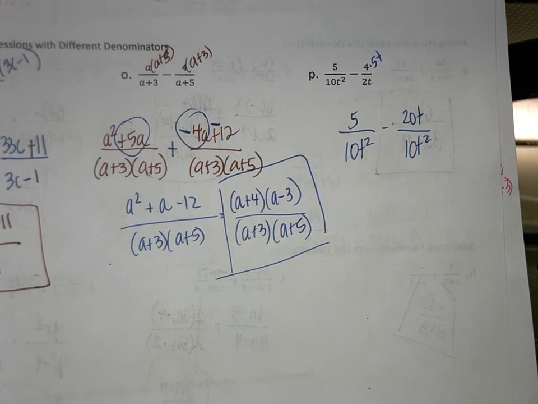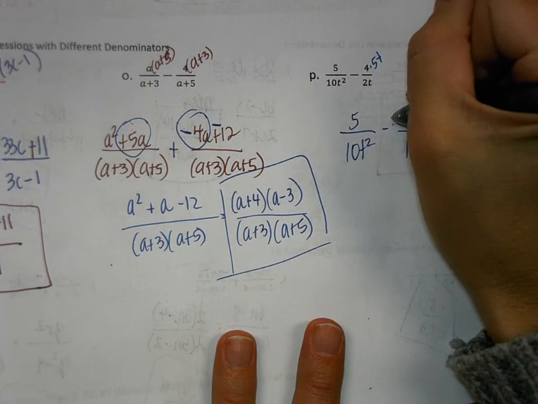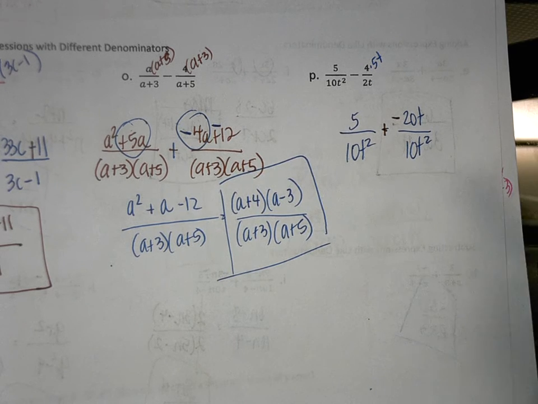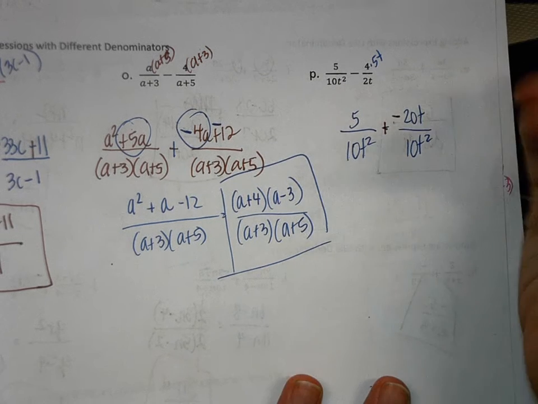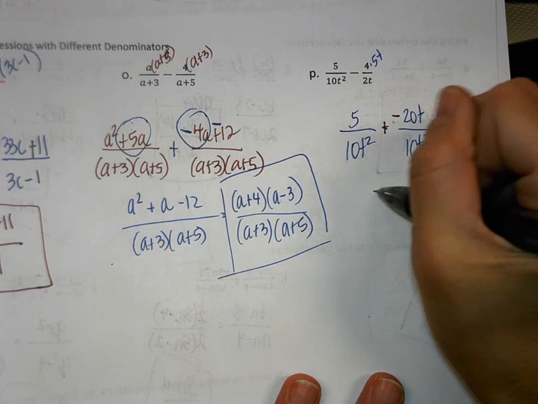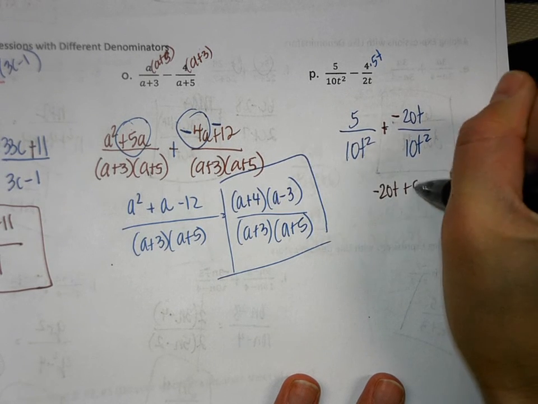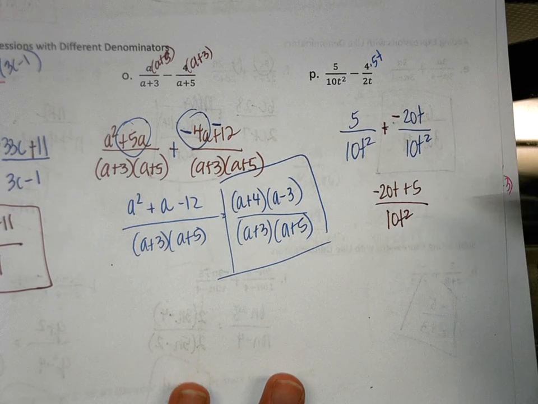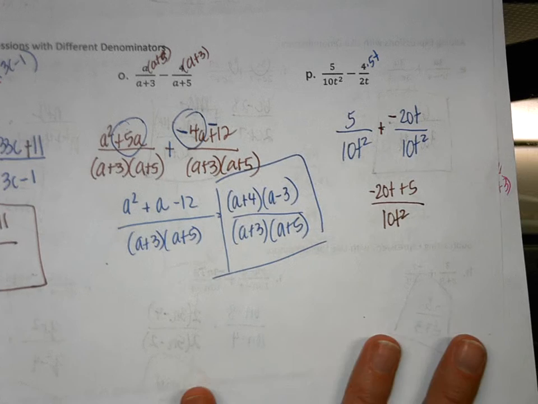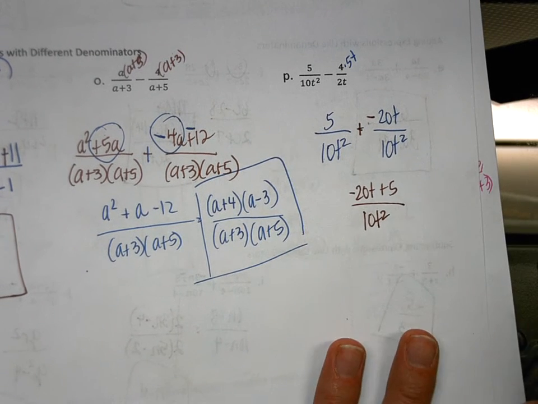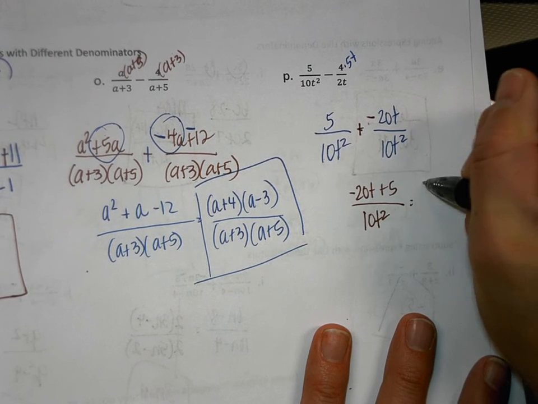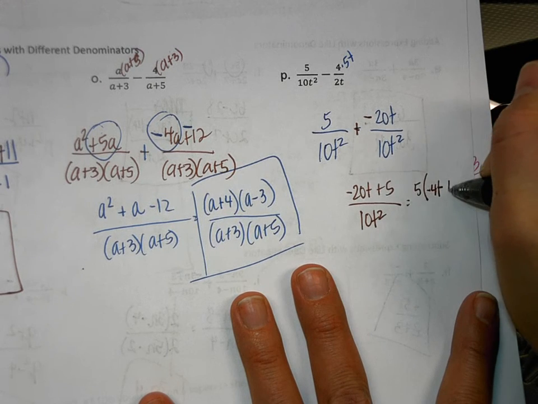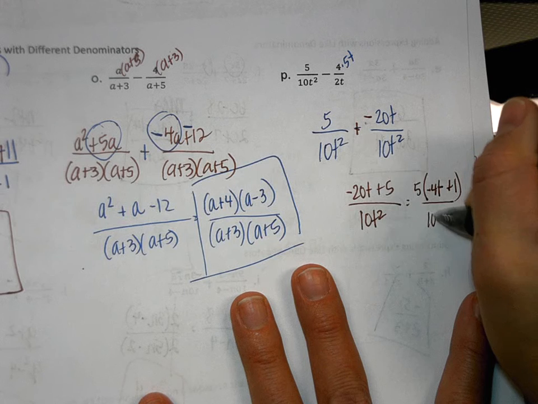Distribute the negative. Good. So this becomes a minus, this becomes a plus. Okay, so when I write this out, it's up to you. We can write this as negative 20t plus 5, or you can write 5 minus 20t if you want to. And this is over 10t squared. Can I factor or do anything? Yes. What can I factor out? A 5. So when I factor out a 5, I get negative 4t plus 1 over 10t squared. Can I reduce anything?